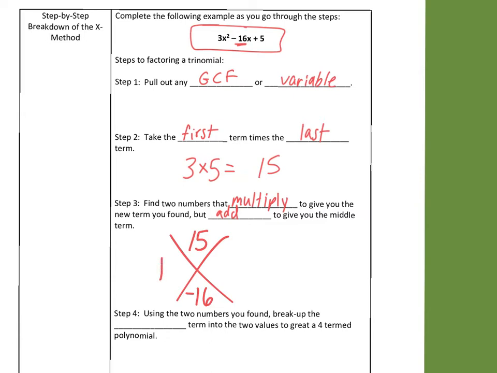Yep, so negative 15 and negative 1. They multiply to be a positive 15. They add to be a negative 16. Questions on that? How we did that? Okay.